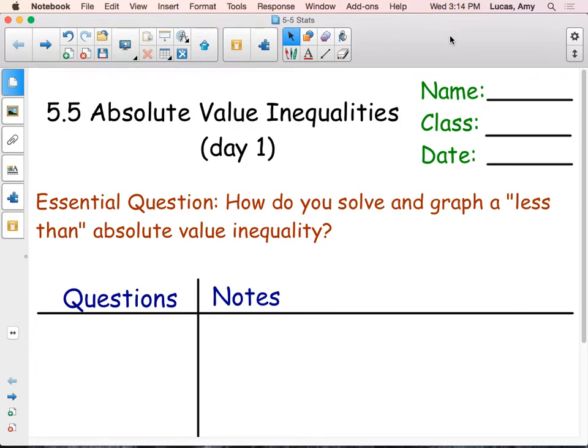Lesson 5.5, Absolute Value Inequalities, Day 1. Our essential question is how do you solve and graph a less than absolute value inequality? So that means we're working with an absolute value inequality that has a less than or equal to symbol in it.